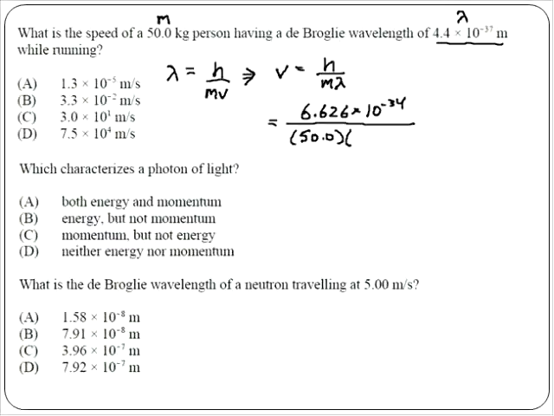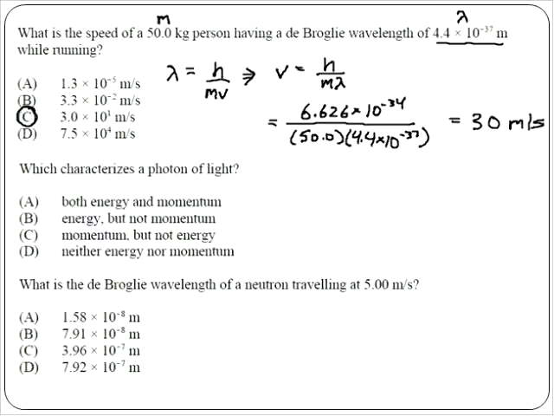Anyway, the wavelength is given as 4.4 times 10 to the power of negative 37. And the answer, when you do that calculation, is 30. Now the problem is 30 only has one sig fig, so we write it as 3.0 times 10 to the power of 1. Now that's pretty fast for a person, isn't it? You're running at 30 meters per second. That's over 100 kilometers per hour. So the numbers here are kind of a little bit out to lunch.